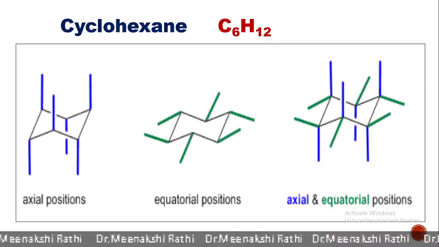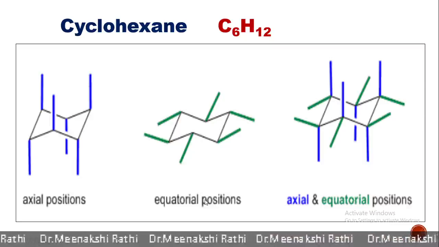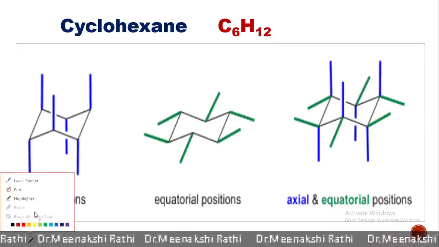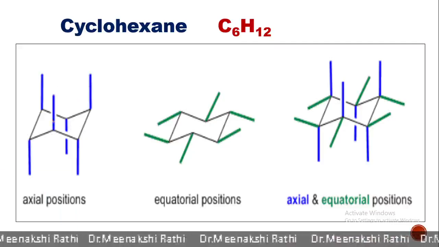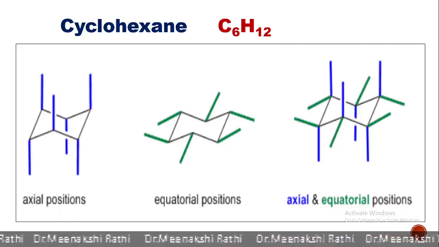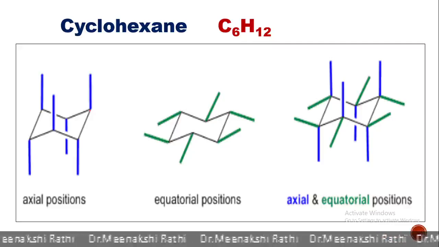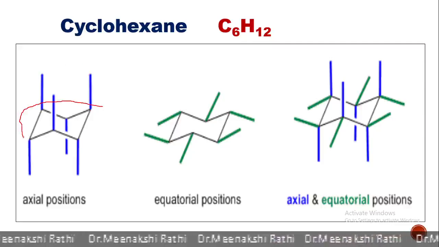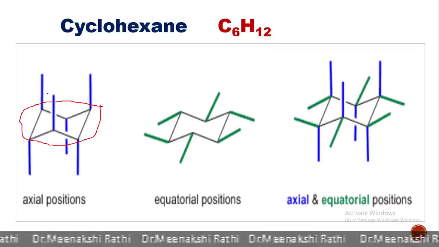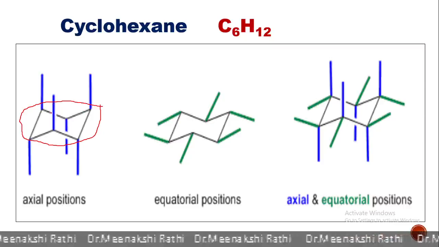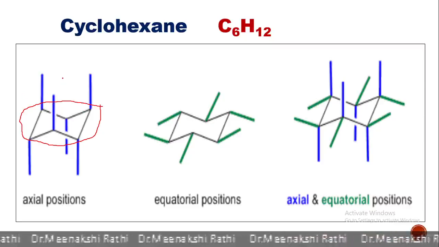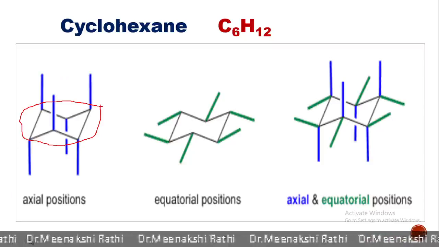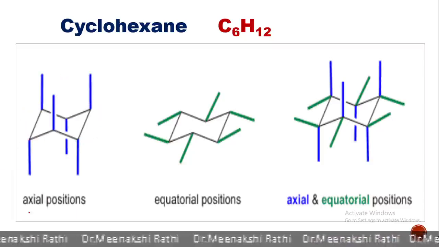In chair conformation, there are 6 hydrogen atoms, see here, the 6 hydrogen atoms which are shown in blue color. They are perpendicular to the average plane. Suppose this is the average plane of the molecule, and these are perpendicular to the average plane, and these are parallel to the axis passing through the center. Such hydrogens are known as axial hydrogen.